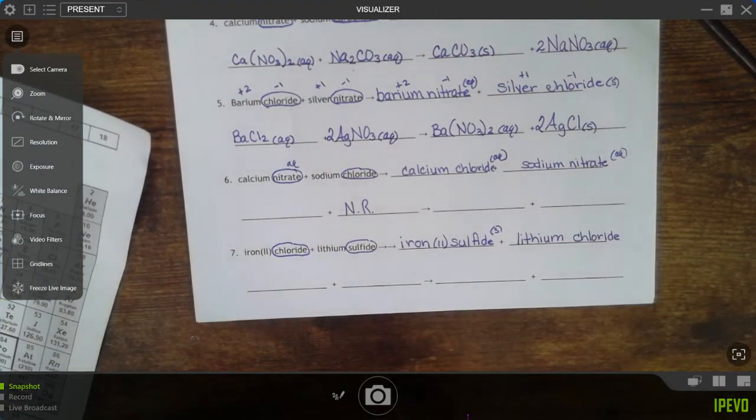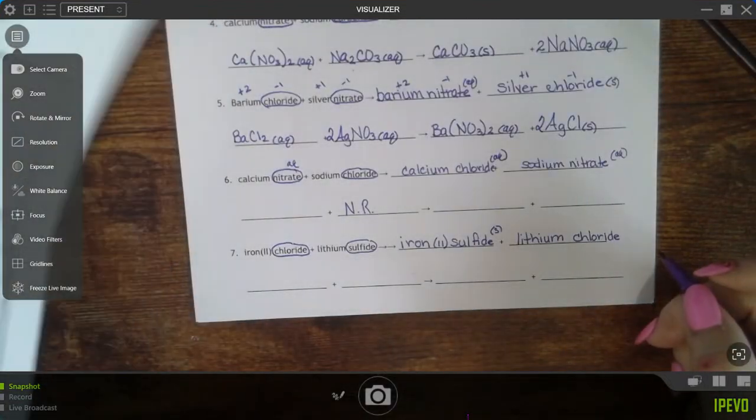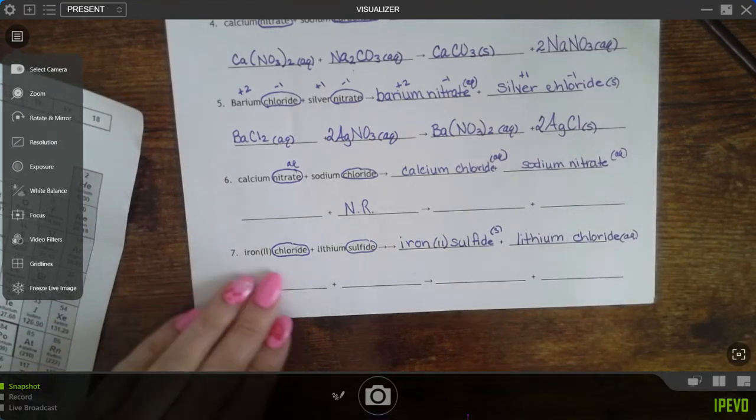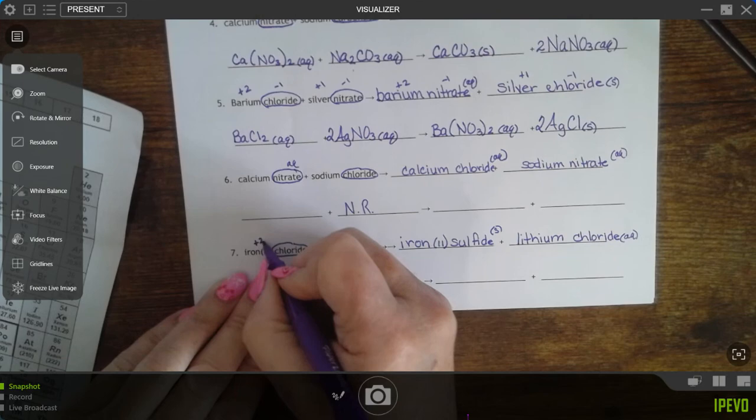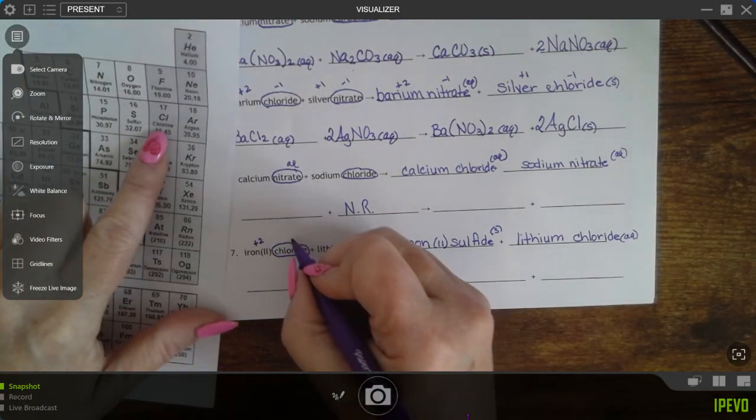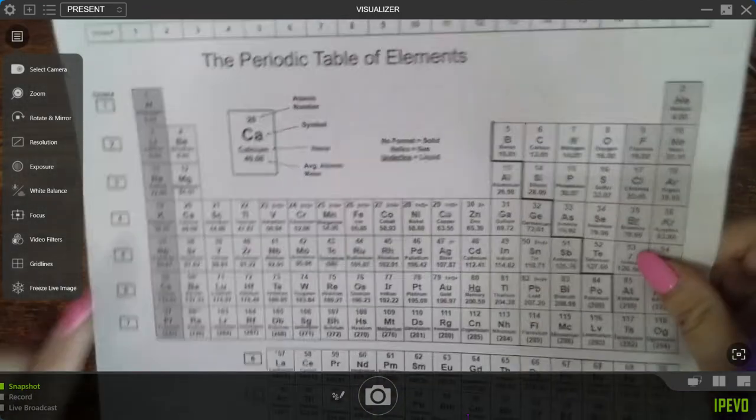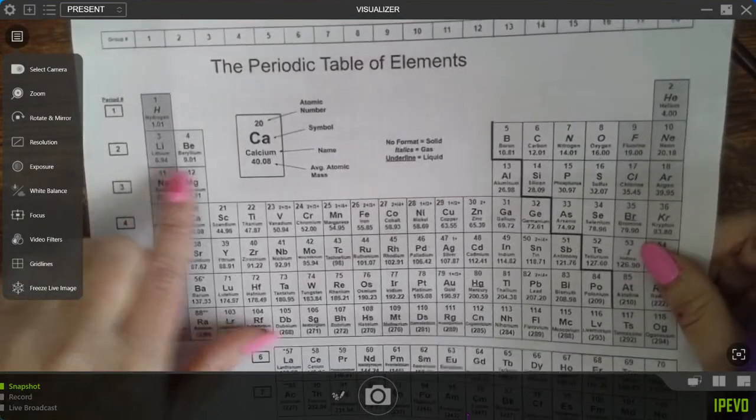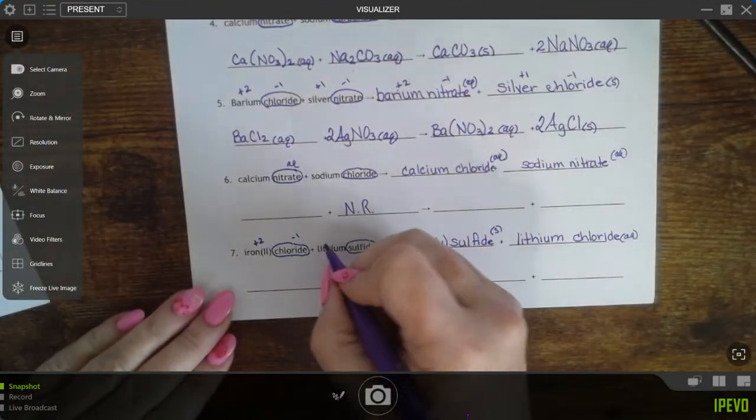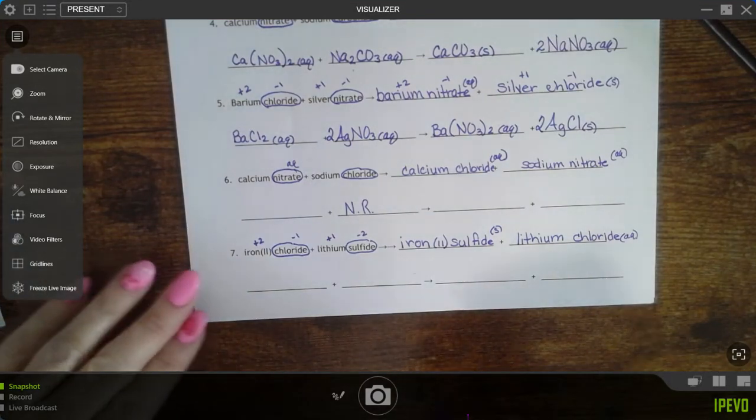And then lithium chloride, lithium is a group 1 metal, chlorine is always soluble, so this is going to be our aqueous compound. Okay, now iron, the 2 tells us it's got a +2 charge. If we look at chlorine on our periodic table, it's in group 17, so it has a -1. Lithium is in group 1, so it's got a +1 charge. Sulfide is in group 16, so it would have a -2 charge. So +1, -2.